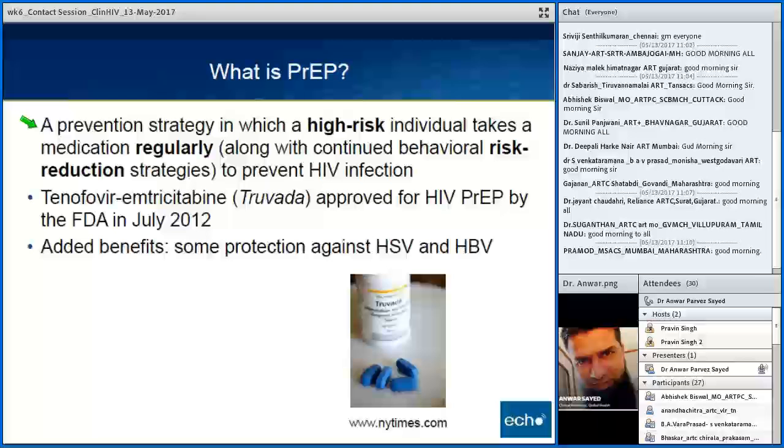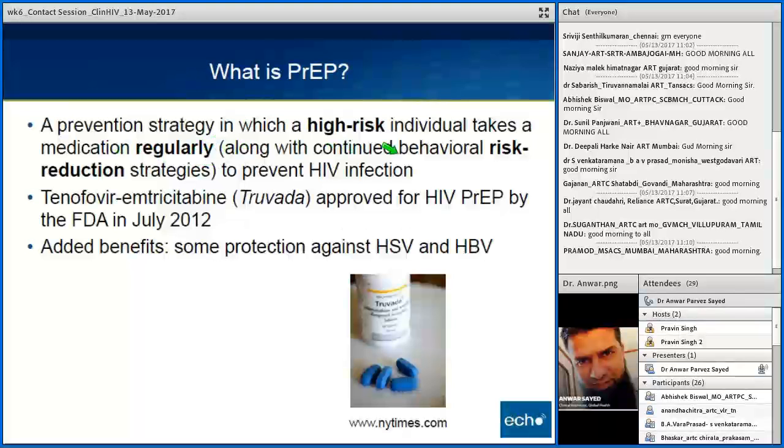If you want to describe this again in better words, it is a prevention strategy in which three things have been highlighted here: high risk, regular, and risk reduction strategy. So this is a prevention strategy in which a high risk individual, that means a person who is at high risk of acquiring HIV, not everyone, takes medicines regularly. We'll come to what regularly means. Is it every day, or once in 2 days, once in 4 days?